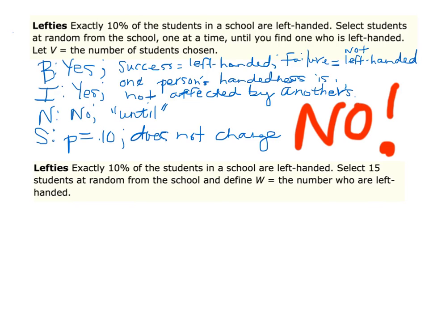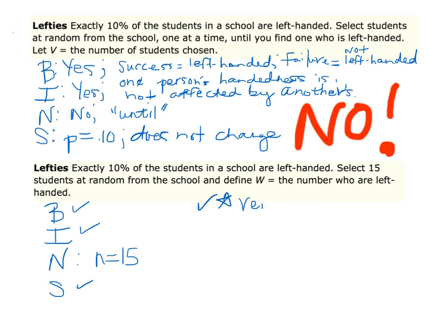Now, if we look at this last one, we have the exact same situation with a minor change. The change is that we are going to select 15 students at random. W is the number of students who are left-handed. So we have everything represented above, meaning that we have the binary outcomes, and we have independence of trials. This time, we know that we are choosing 15 students, and we know this before we start, and the probability of success does not change. So all of the ones that are checked, we could verify the conditions the same as we have above.